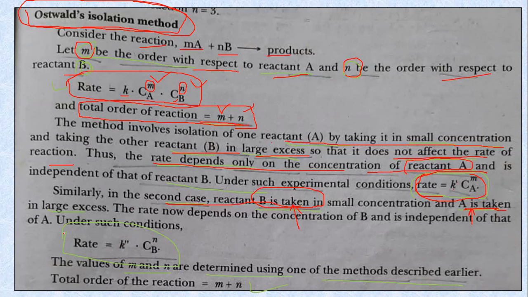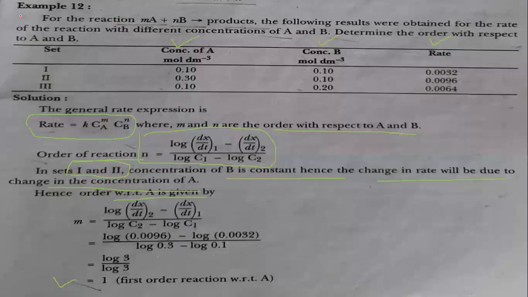Now in this second case, what does the rate depend on? The concentration of B, because that is taken in very small concentration. So rate is equal to k double dash CB raised to n. So the total order of reaction is calculated by making the sum of m and n, that is m plus n. This is the pseudo-order isolation method. In simple terms, take the concentration of one reactant small and the other in large excess. Then, using the one whose concentration is small, we find out the order of reaction. Okay? Now see, this is an example for that.